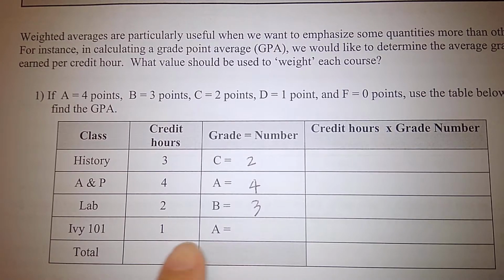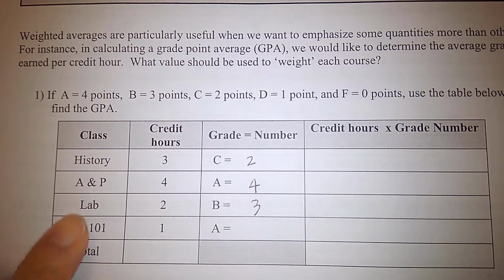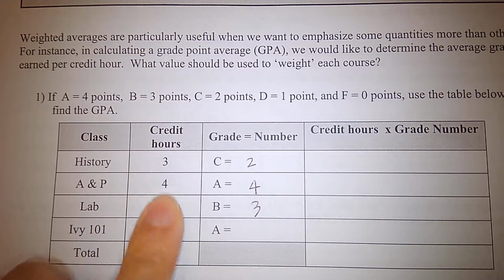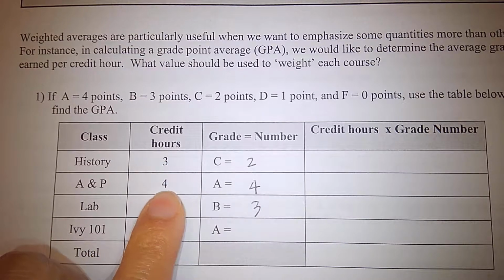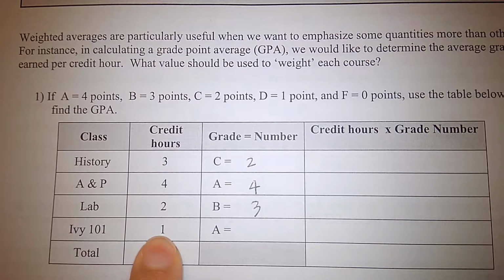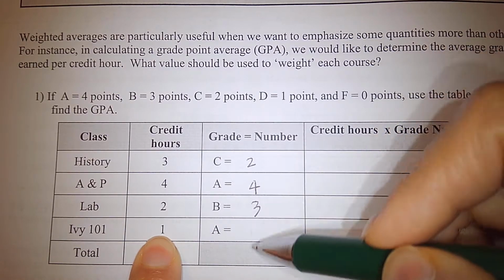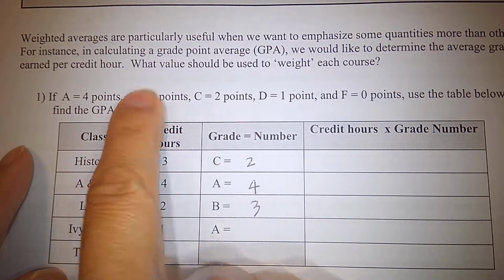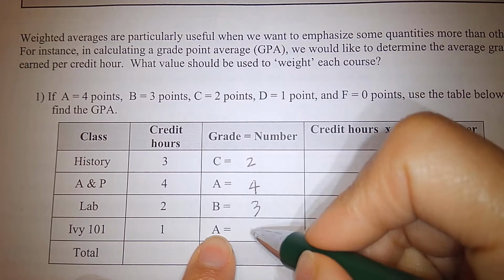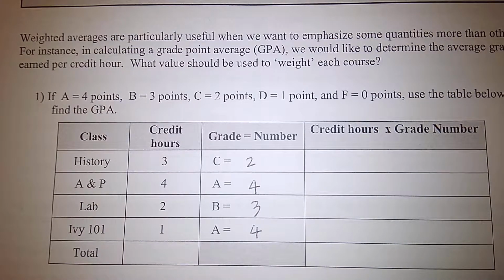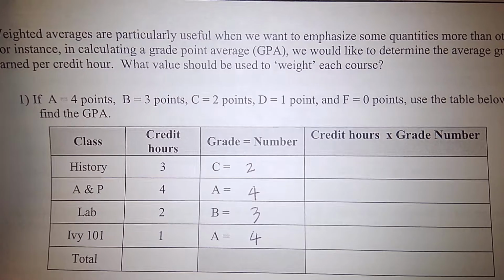Alright, so this student is taking these classes with different credit hours: history 3 credit hours, A and P 4, lab 2, IVY 101 is 1 credit hour. And then he also has a letter grade for each of these classes. According to the letter grade numbers, A corresponds to 4, and 3 and 2 for B and C respectively. Now how can we compute the GPA for the student?